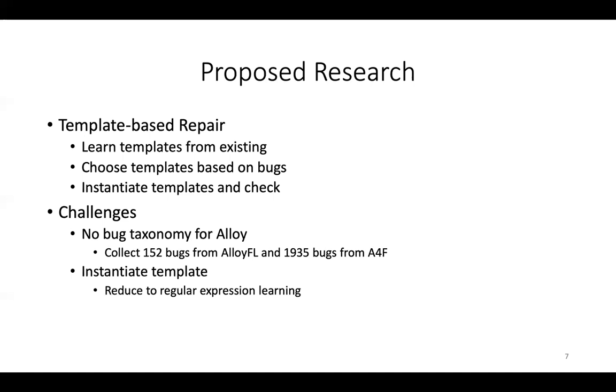So I collected 152 bugs from AlloyFL and 935 bugs from Alloy4Fun to generate some bug types and templates for Alloy. The second challenge is the problem of instantiating the template. For imperative languages, the variable would just be the variable name in the context. But in Alloy, a variable may be a complicated expression. So instead of just searching for the variable, you may need to search for a complicated expression to fill into the unknown hole of a template.